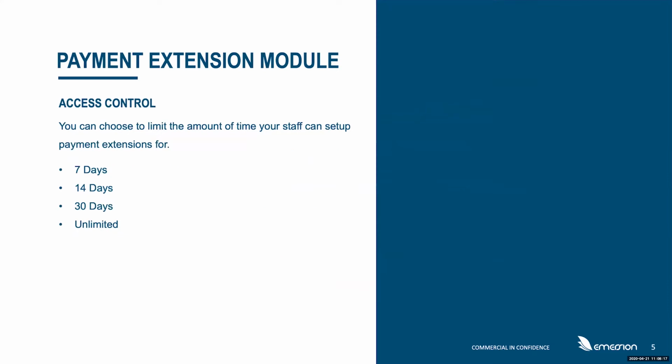There's a number of payment access controls around the payment extension module, and I'll show you the permissions in the user interface shortly. You can choose the limit of the amount of time your staff can set up the payment extension for. We've currently limited that to 7 days, 14 days, 30 days, or of course unlimited. And this allows you to give certain levels of control to your staff. So you may have a customer service operator that may only be allowed to extend a client by up to 7 days. We may have an operator that is in management that can apply up to a 30-day extension, or of course someone in the executive team that has unlimited access to extend payments on invoices.